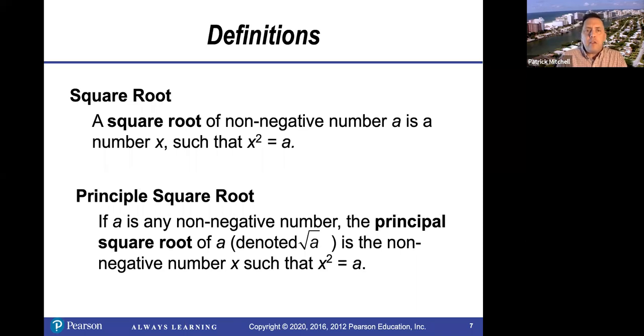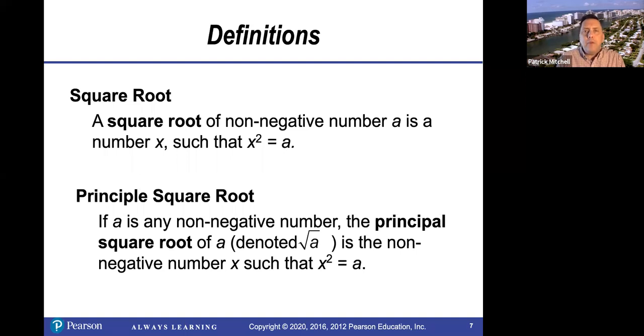First, let's talk about square root a little bit. A square root of a non-negative number a is a number x such that x squared equals a. Let's talk about a specific number, 100. The square root of 100 would be, I'm thinking of a mystery number that when I square that number, I get 100. Now there are two numbers that do that, 10 and -10.